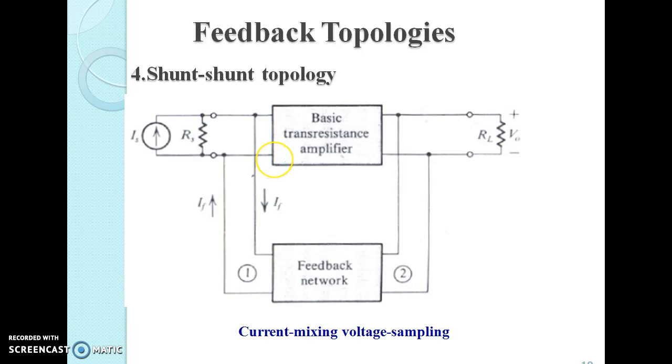And the last one is a topology where the sampling network has the output in shunt with the feedback network. So the type of sampling used is voltage sampling, and over here we can see at the input side that the feedback network is also in shunt with the source. So it is current mixing, and this type of topology is known as trans-resistance amplifier with voltage shunt feedback. So these were the 4 types of topologies.